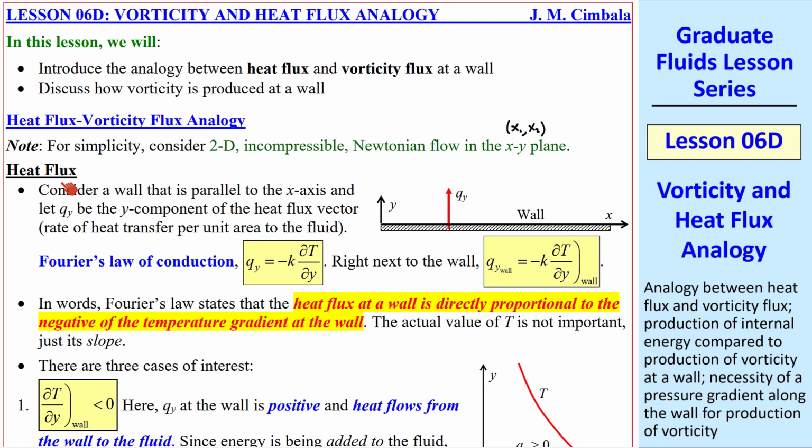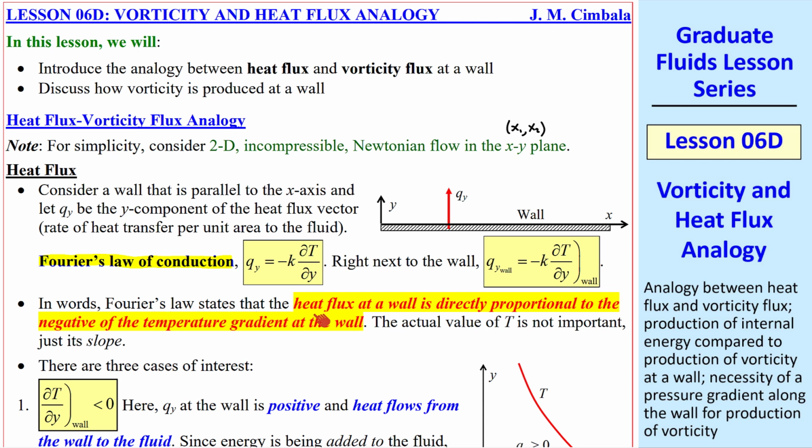We'll consider heat flux first since you're more familiar with that. Suppose our wall is parallel to the x-axis, and qy is the y component of the heat flux vector, which is the rate of heat transfer per unit area to the fluid. Recall Fourier's law of conduction, that this heat flux qy is minus k ∂T/∂y, where k is the thermal conductivity. Right next to the wall, qy wall, is shown with this subscript wall.